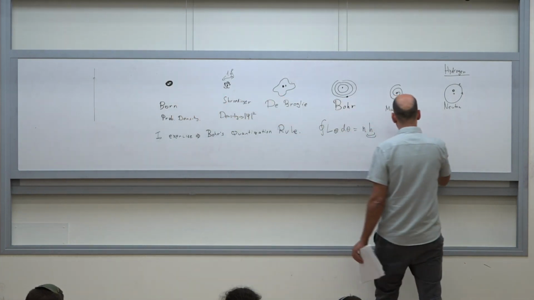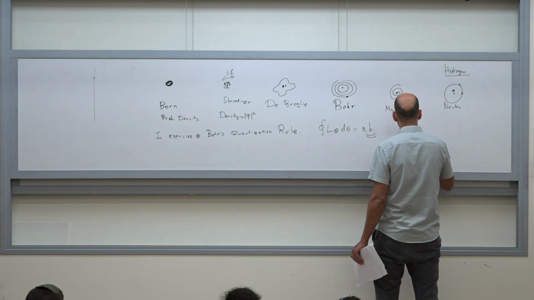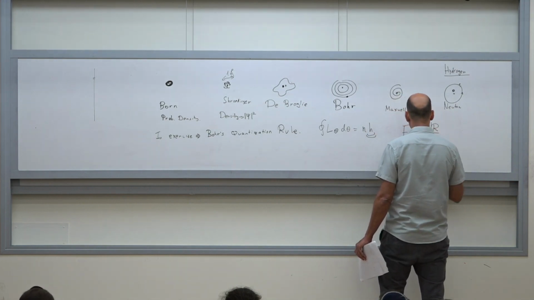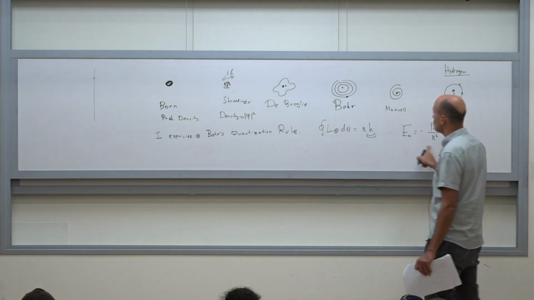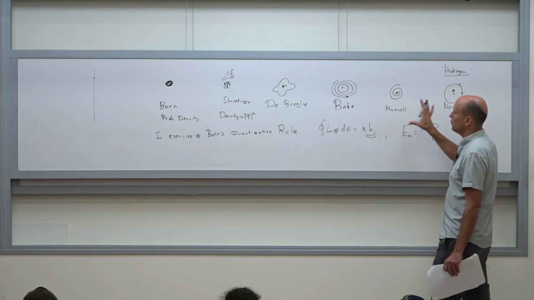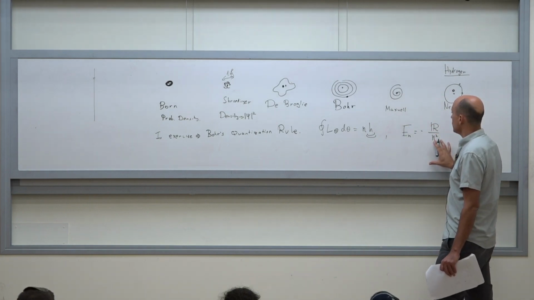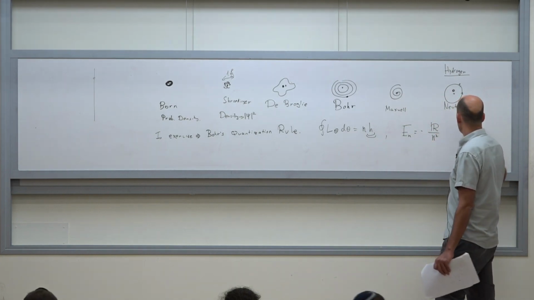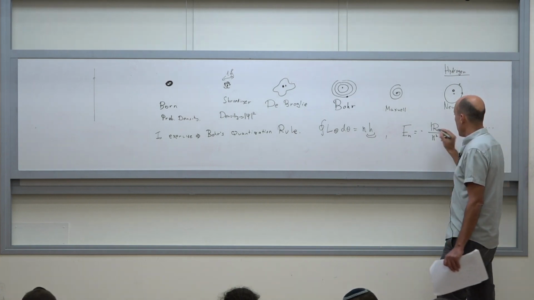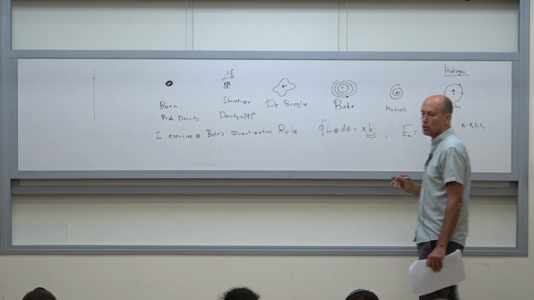But this, the energy levels of the hydrogen atom are given by this rule. We will study this using the Schrodinger equation towards the end of the course. N is the quantum number, so N can be 1, 2, 3, and so on. And R is called the Rydberg constant.